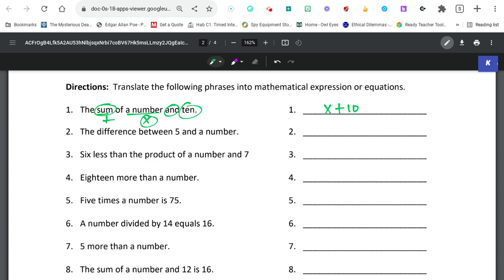All right, the difference between 5 and a number. There are no turnaround phrases in there. A number is x. Basically, that's the difference, which means I'm going to subtract. I'm going to subtract what? 5 and x. No turnaround phrases, so you just write what you see from left to right.